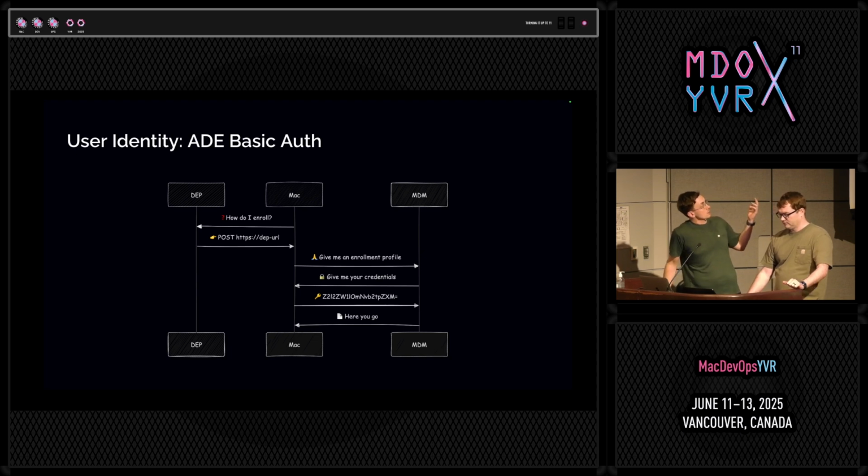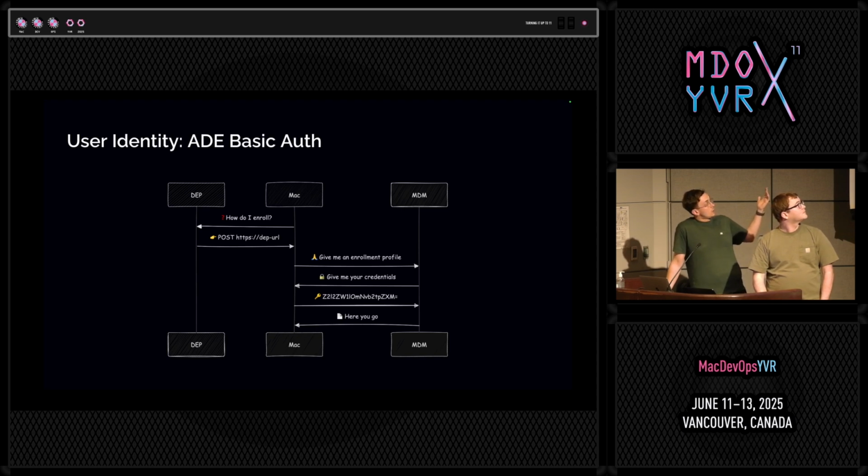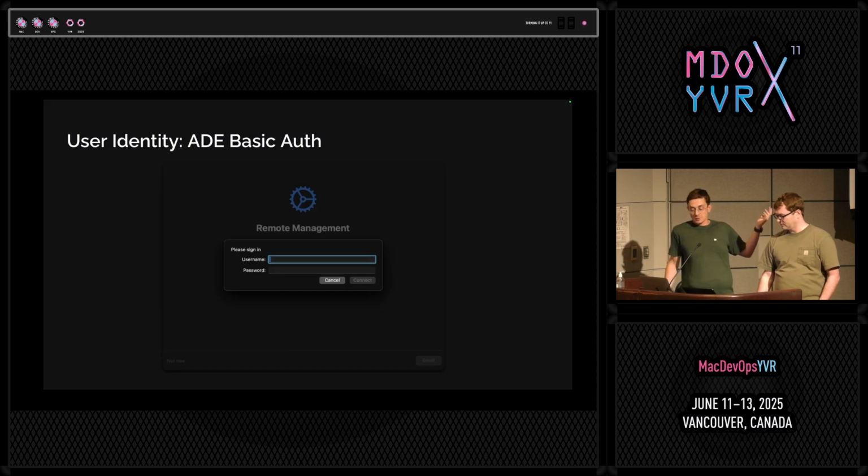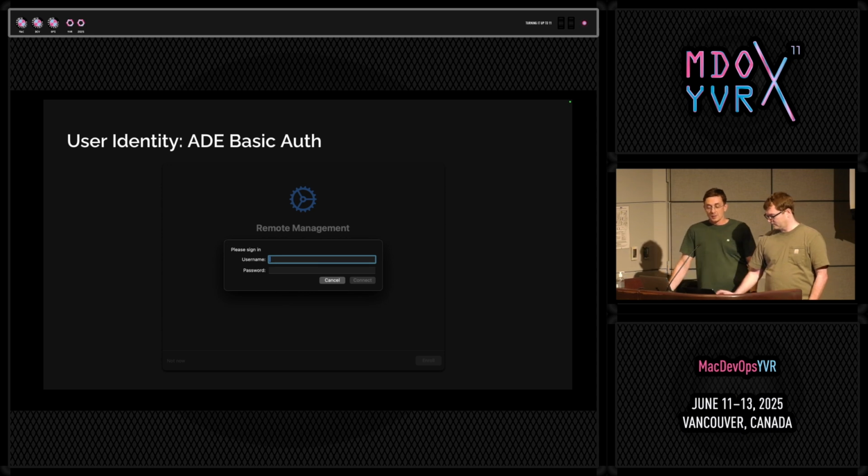This is what it looks like. The Mac will request for DEP enrollment. We have our enrollment URL backed behind basic HTTP auth. What that does is then our MDM requests for a user to sign in. The user signs in, and we give back the enrollment profile. This is what the user sees. It's a little bit of a security, but not very customizable.